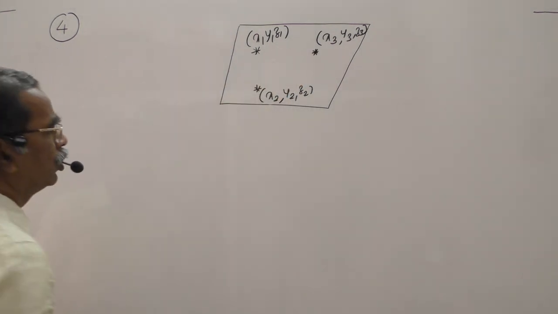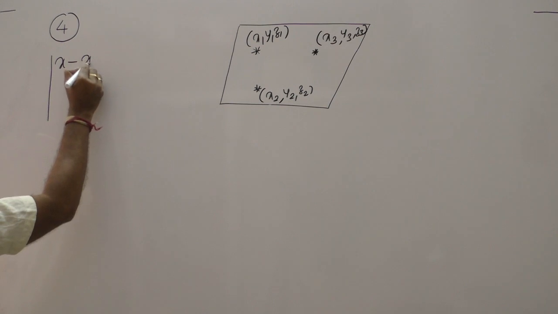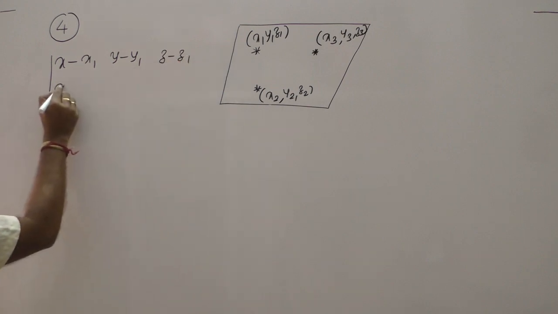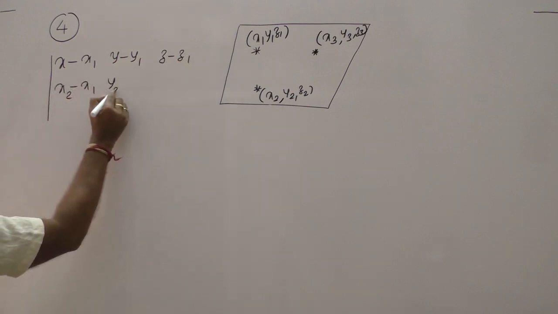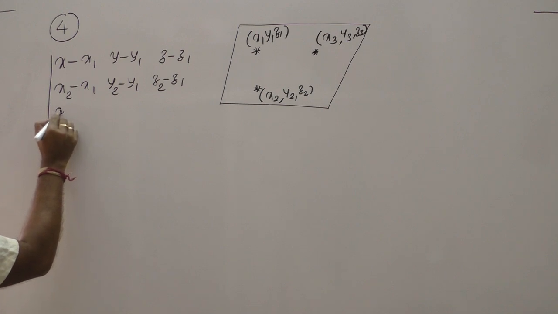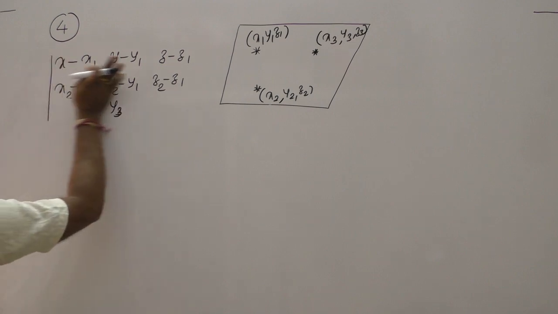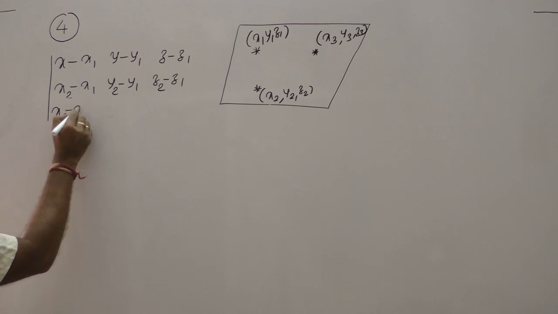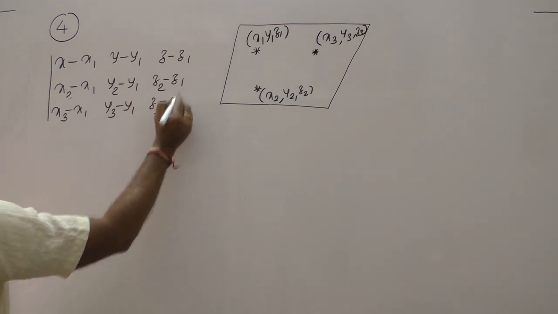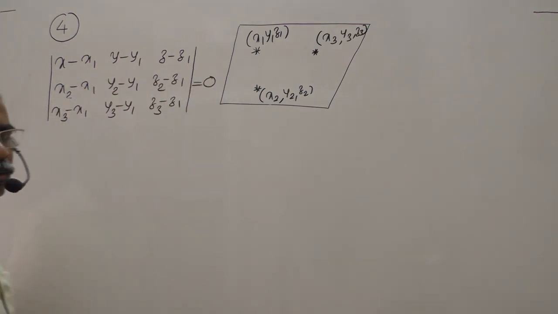When a plane is passing through 3 points, the Cartesian equation of the plane is: first row x minus x1, y minus y1, z minus z1. Second row, x2 minus x1, y2 minus y1, z2 minus z1. And the third row, x3 minus x1, y3 minus y1, z3 minus z1. This is a determinant of order 3 by 3 equal to 0.